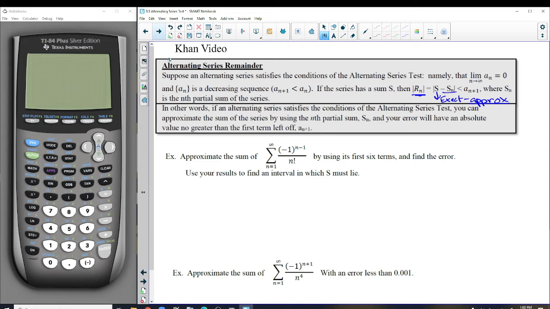In other words, if an alternating series satisfies the conditions of the alternating series test, you can approximate the sum of the series by using the nth partial sum s sub n, and your error will have an absolute value no greater than the first term left off. So here we have: approximate the sum of this series by using its first 6 terms and find the error. Use your result to find an interval in which s must lie.